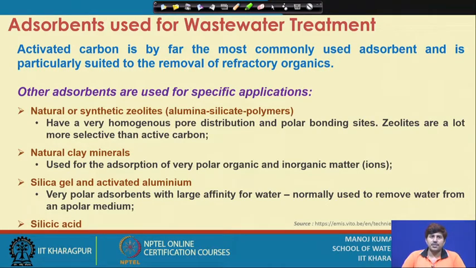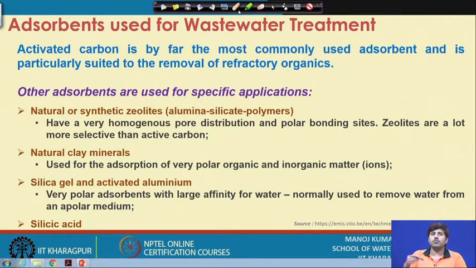For wastewater treatment, activated carbon is by far the most popular adsorbent. It is most commonly used in wastewater treatment, particularly for the removal of refractory, non-biodegradable organics. Other adsorbents have also been used under specific conditions.